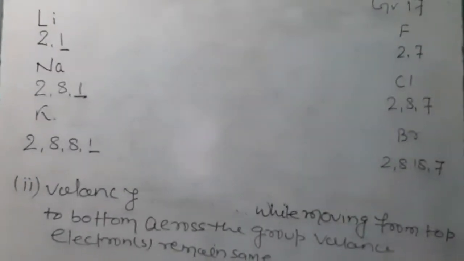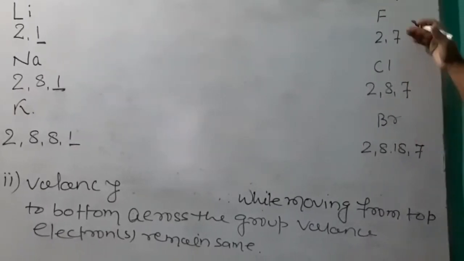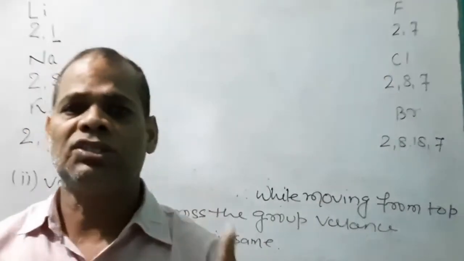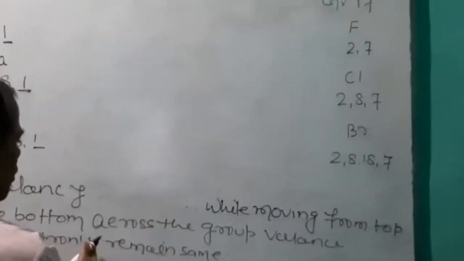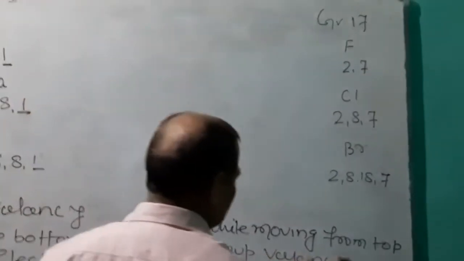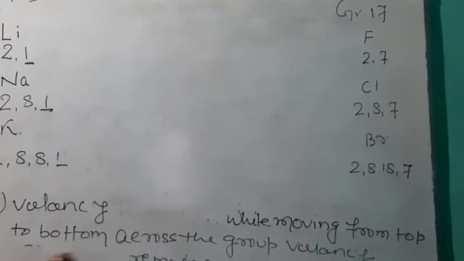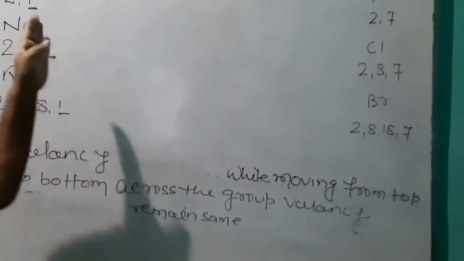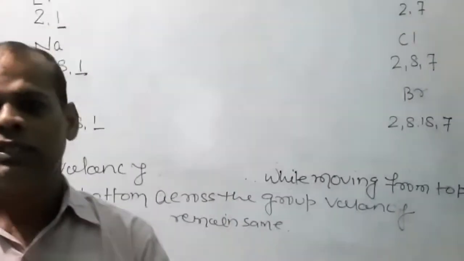So what do you observe? While moving from top to bottom across the group, the valency also remains the same. Valency remains the same.